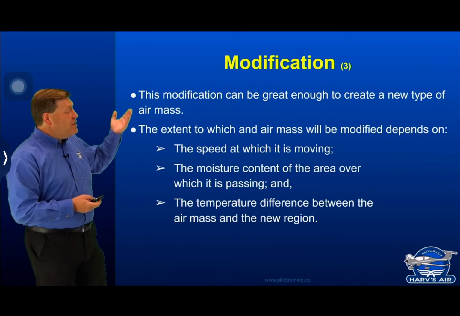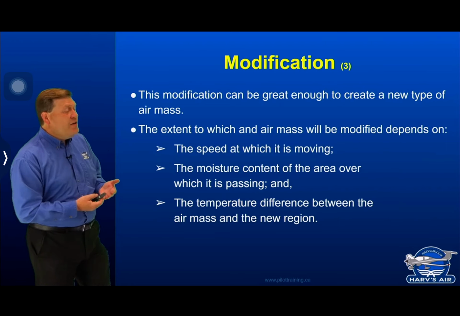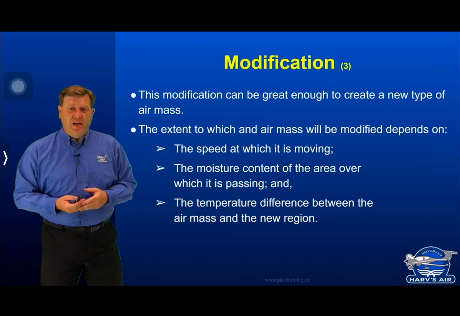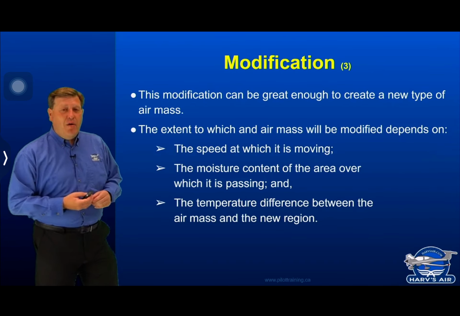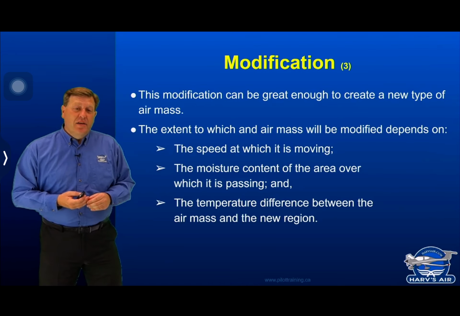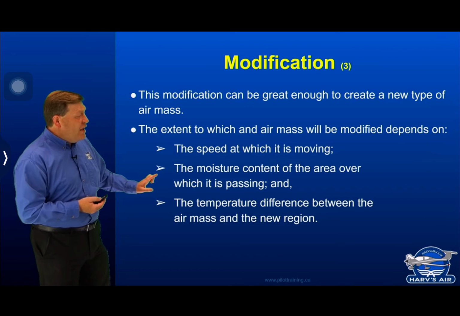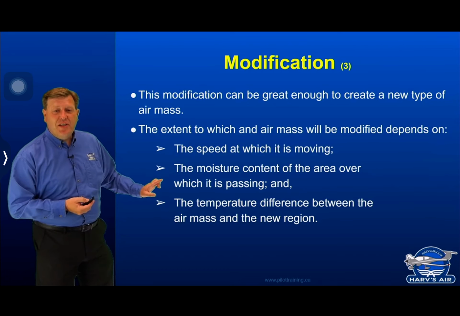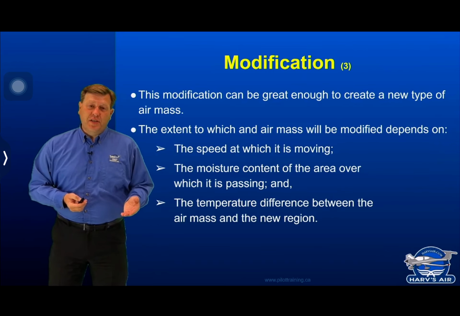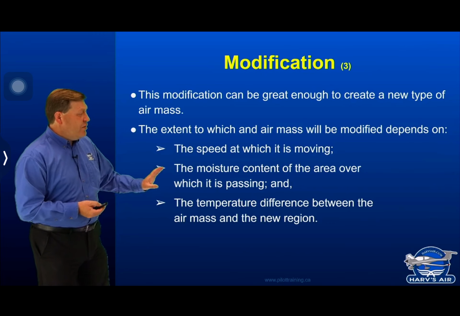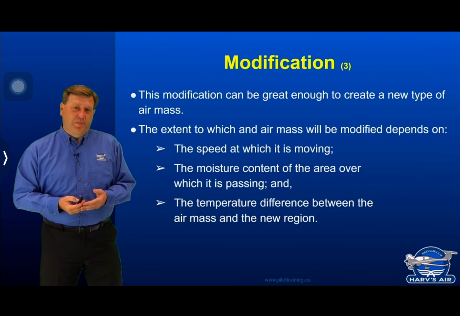So, as we've seen, the modification of an air mass can sometimes be great enough to create a brand new type of an air mass. The extent to how much an air mass is modified depends on the speed at which the air mass is moving, the moisture content of the area over which it is passing, and the temperature difference between the air mass and the new region. Generally speaking, the greater the difference is here, the more the modification will be.